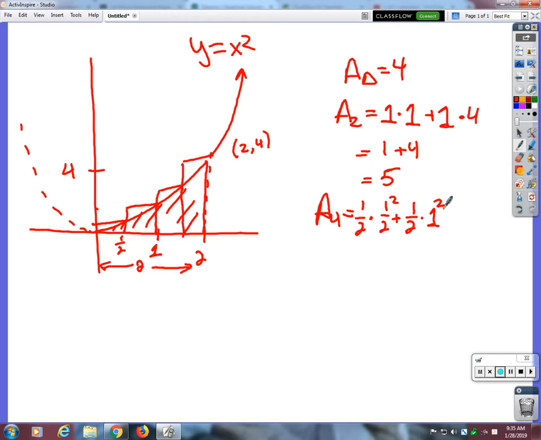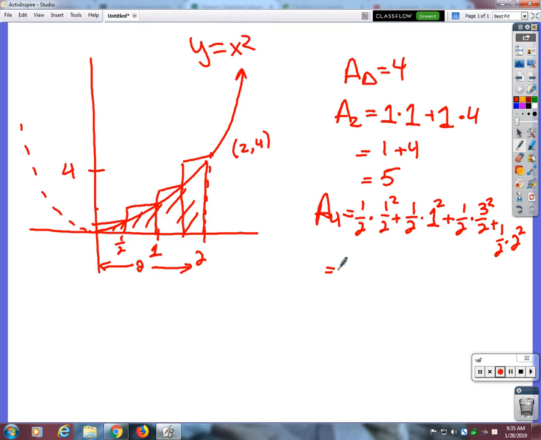1, because if I plug this in, 1 squared is 1. Plus, what's the base of this one? 1/2 again, times, how do I find the height? 1 and 1/2 squared. Plus, what's the base of this one? 1/2 times, what's the height? 2 squared. Boys, stop it.